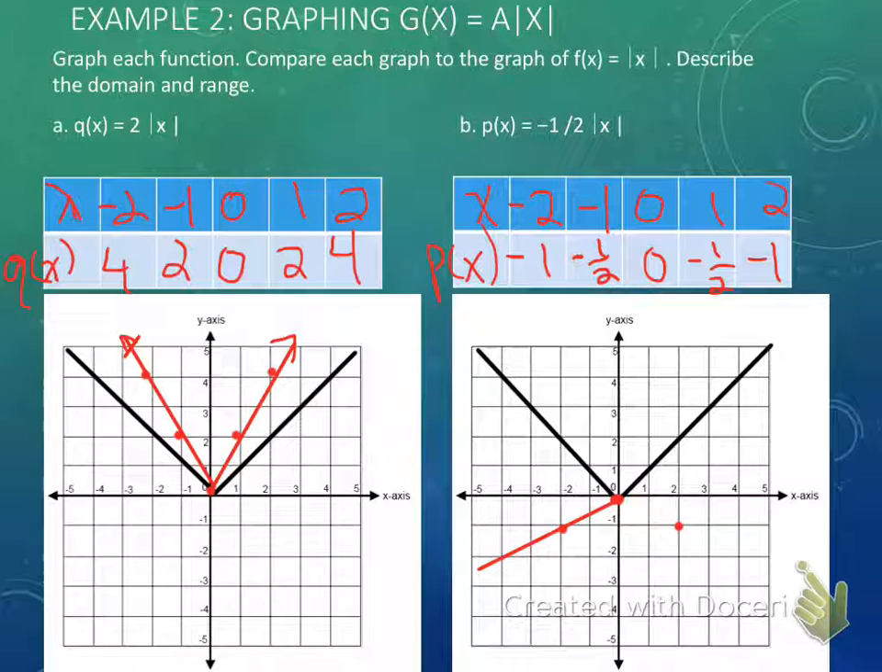Our graph has actually flipped upside down. In addition to flipping upside down, that would be because of the negative, it's kind of spread further apart, and that's because we took it times a fraction there.